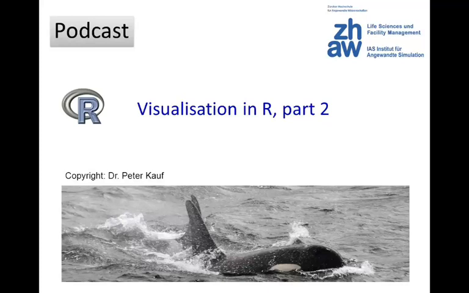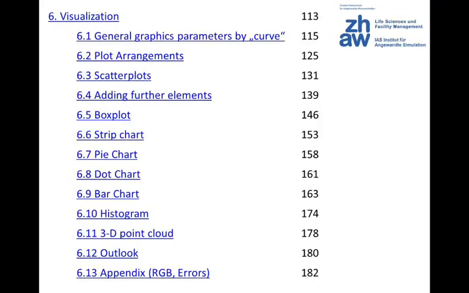This is the second podcast on the topic of visualization in R. We are starting with box plots, strip charts, pie charts, dot charts, bar charts, histograms, a small excursion to 3D point clouds, and a little outlook to animations. Please have the R script ready, such that you can execute the commands that we see in the podcast directly on your PC.